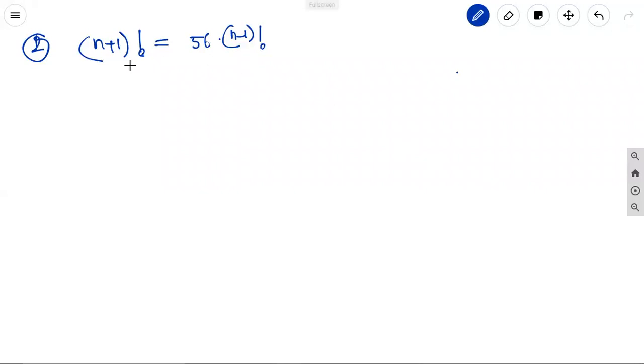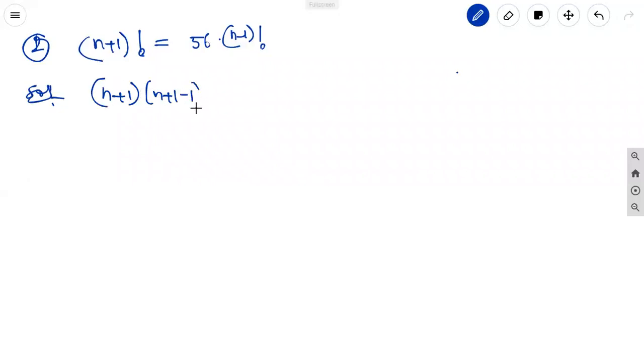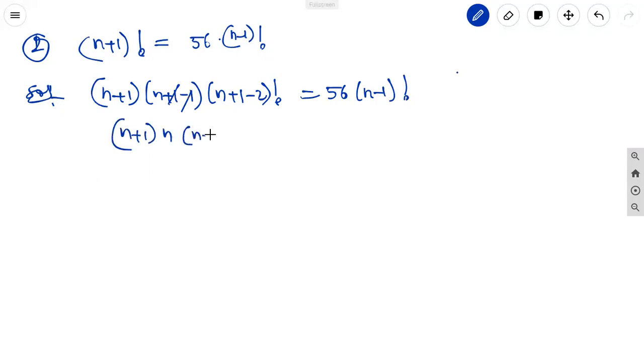We can find n from the relation (n+1)! = 56 × (n−1)!. So (n+1)! can be written as (n+1) × n × (n−1)!, since n+1−2 is n−1, and we can stop here. So (n+1) × n × (n−1)! = 56 × (n−1)!. The (n−1)! on both sides gets cancelled.